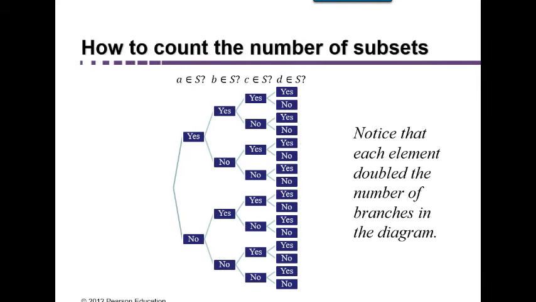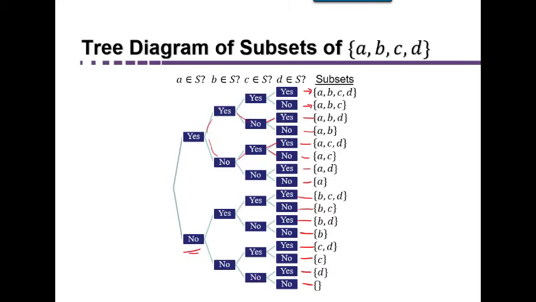So we have no, yes, yes, yes, so B, C, D. We have no, yes, yes, no, so just B and C. We have no, yes, no, yes, so that's going to be B and D. And then we have no, yes, no, no, so that's going to be B. We have no, no, yes, yes, so that's C and D. No, no, yes, no, so that's just C. No, no, no, yes, so that's D, and then all no's is the empty set. So here is a list of all the subsets of a 4-element set.